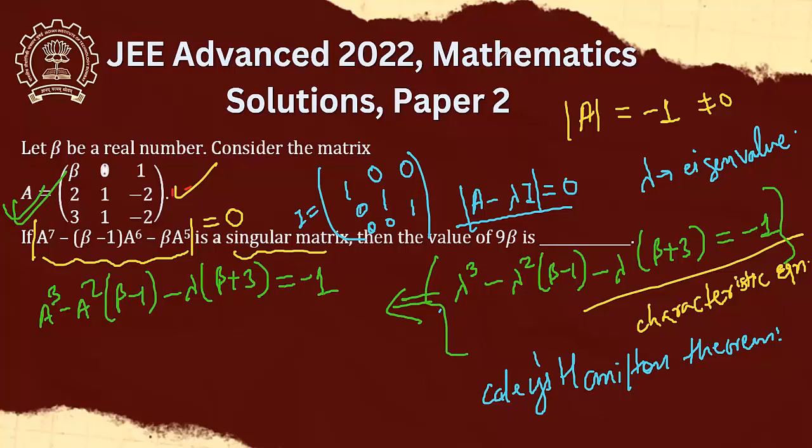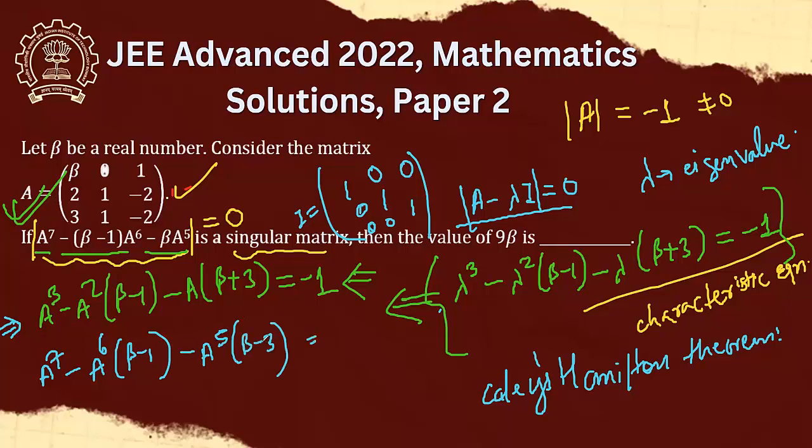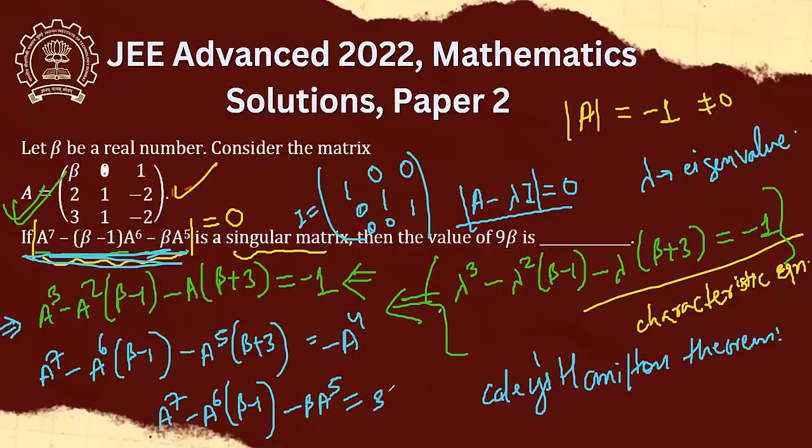Now see, what do I have to get here? A to the power 7 minus (beta minus 1) A to the power 6 minus beta A to the power 5. Sorry, this thing here is A. Now multiply this equation by A to the power 4 on both the sides. So A to the power 7 minus A to the power 6 (beta minus 1) minus A to the power 5 (beta plus 3) is equal to minus A to the power 4. Now I have to find, so somehow make this thing here. What I'll do, open this bracket here. A to the power 7 minus A to the power 6 (beta minus 1) minus beta A to the power 5 is equal to 3A to the power 5 minus A to the power 4.